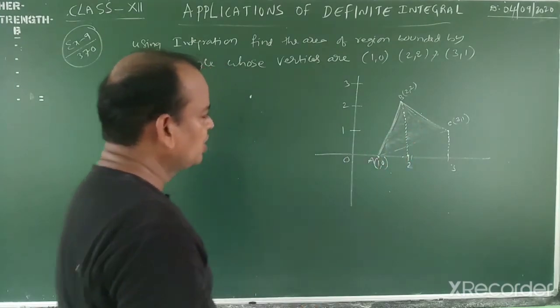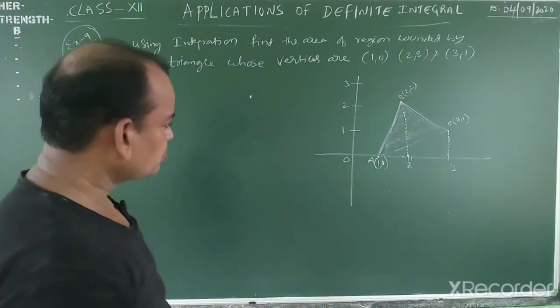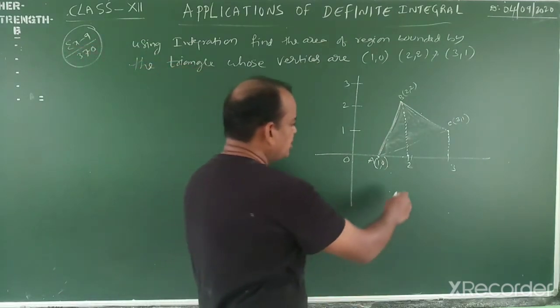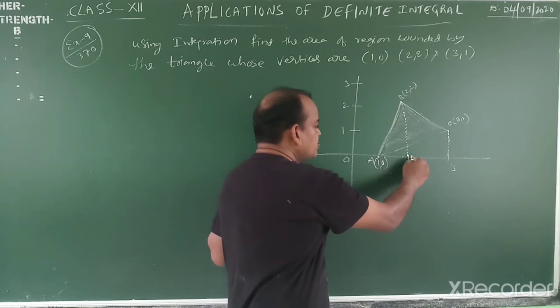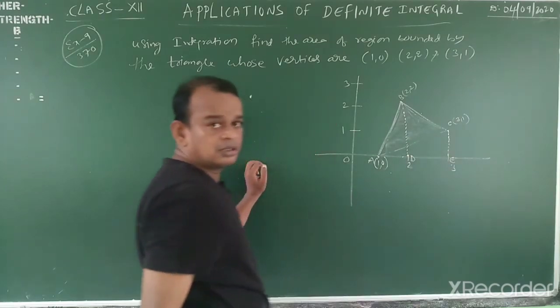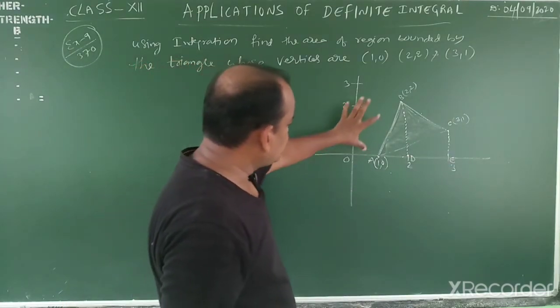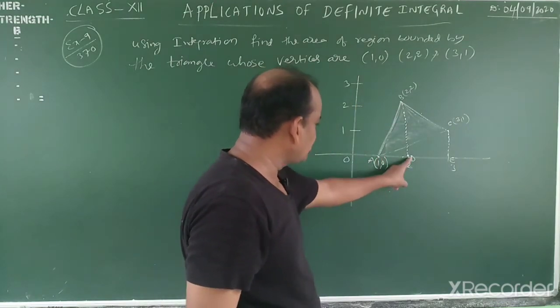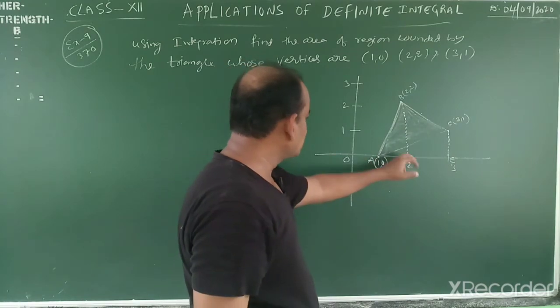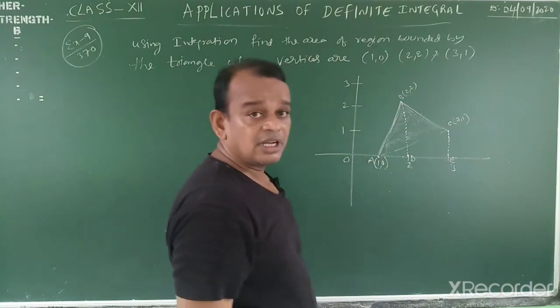Now, first, what am I finding? Suppose here 2 means this is the perpendicular, and suppose these are A, B, C. This is D. This is E. First, this is actually a curve. These are the ordinates. Here 1, here 2. From 1 to 2, what is the line? AB line. We will take the line AB.